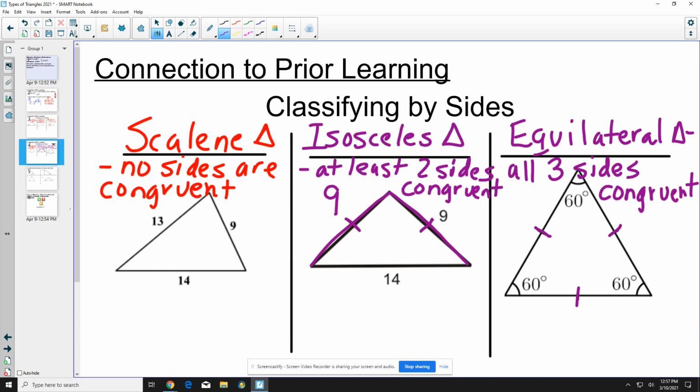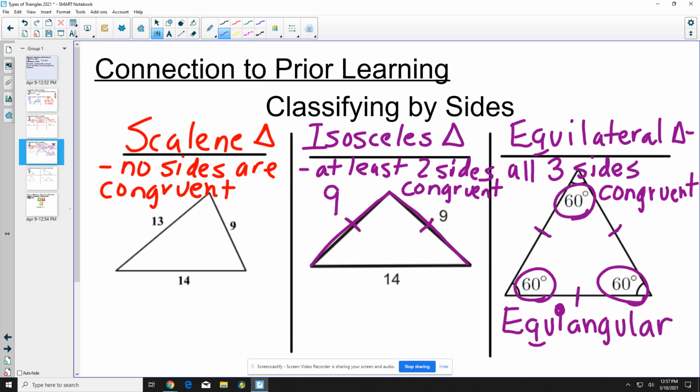Notice that the angles are the same measure also. So this angle, and this angle are all 60 degrees. So whenever you have an equilateral triangle, all 3 angles are 60 degrees. So the angles are the same, and if the angles are the same, we also call it equiangular. That means the 3 angles are the same as well. They're all equal to each other. They're congruent.